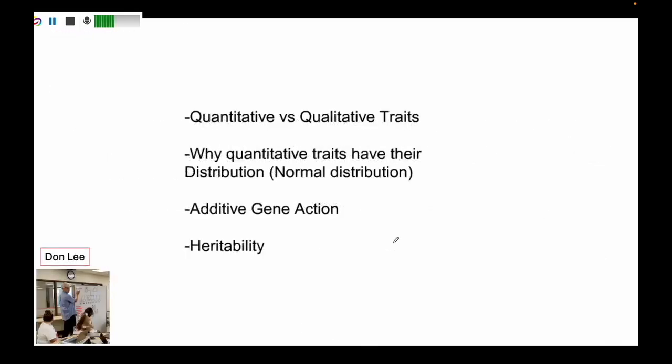Okay, so with quantitative traits, it's very important that our students engage in thinking about quantitative traits early in the course. So comparing them to qualitative traits, understanding why we see that normal distribution, the concept of additive gene action, and the concept of broad sense heritability are our learning priorities. All right.